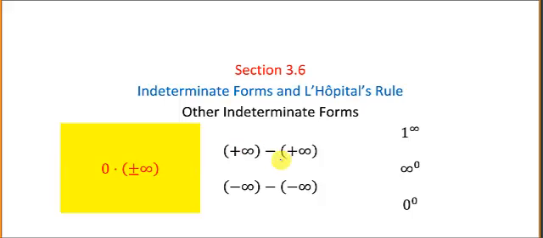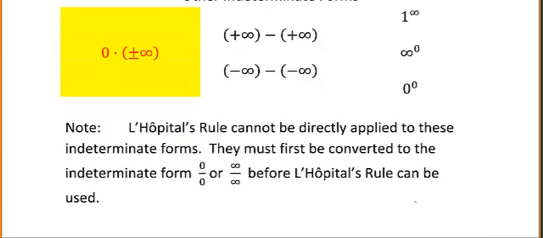Infinity minus infinity, or negative infinity minus negative infinity. And then we also have exponential indeterminate forms, something that's approaching 1 to the infinity, or infinity to the 0, or 0 to the 0. These are all indeterminate forms, but it's very, very important that L'Hopital's rule only applies to 0 over 0 or infinity over infinity indeterminate forms.